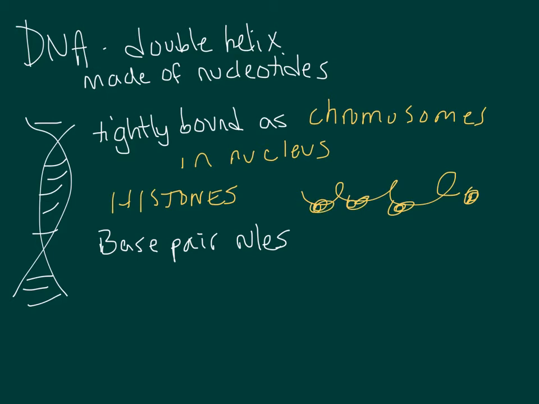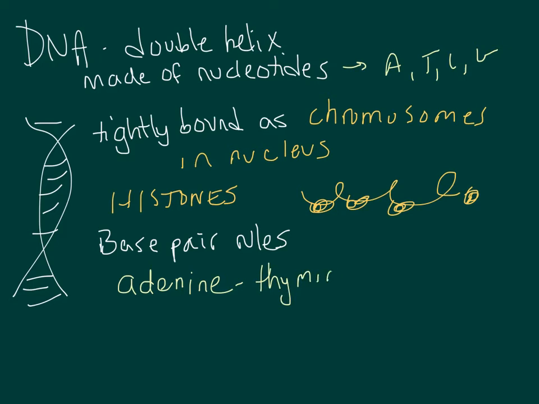We also know a little bit about DNA from when we built our model, that there are base pair rules, meaning that some things always go with other things. DNA is made of nucleotides. There are 4 nucleotides, A, T, C, and G, as they are affectionately abbreviated. Those stand for adenine. Adenine always goes with thymine, they're best friends. And cytosine always goes with guanine.